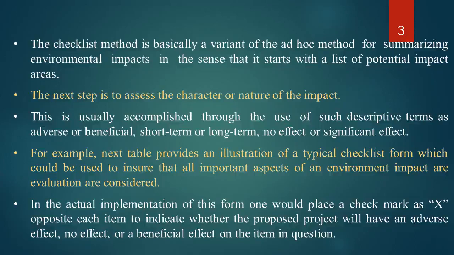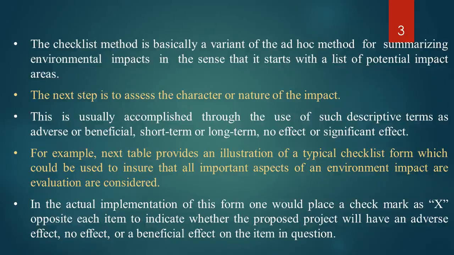The checklist method is basically a variant of the ad hoc method for summarizing the environmental impact, in the sense that it starts with a list of potential impact areas. The next step is to assess the character or nature of the impact. This is usually accomplished through the use of descriptive terms such as adverse or beneficial, short-term or long-term, or may have no effect or significant effect.